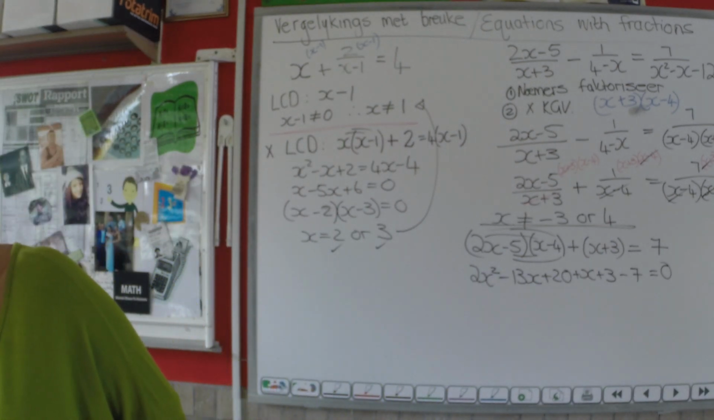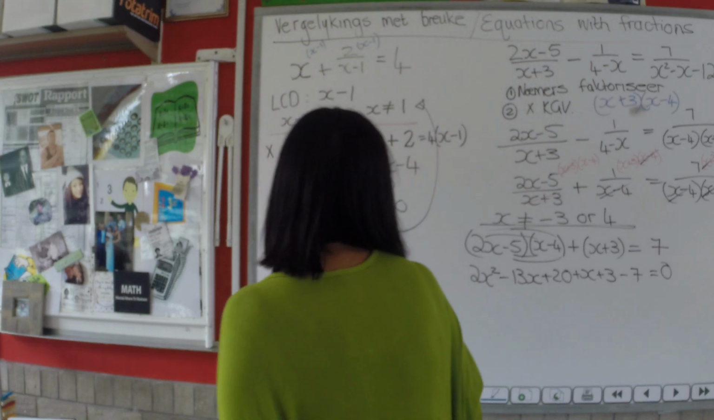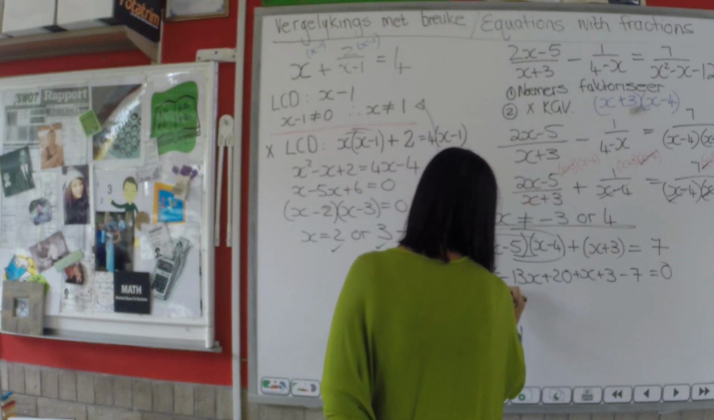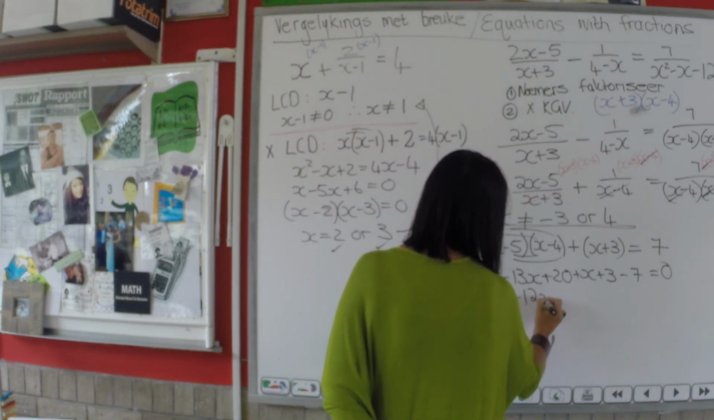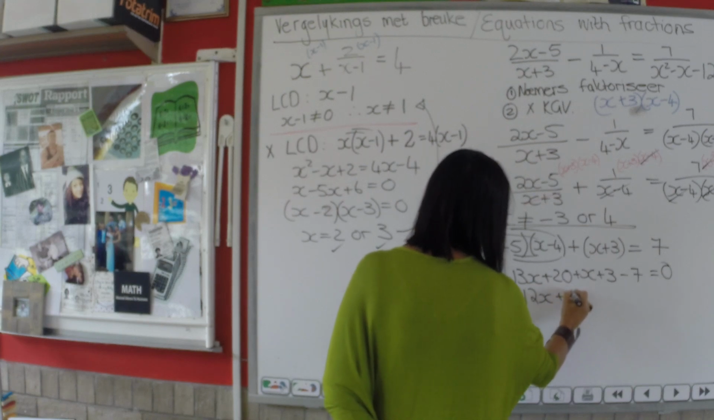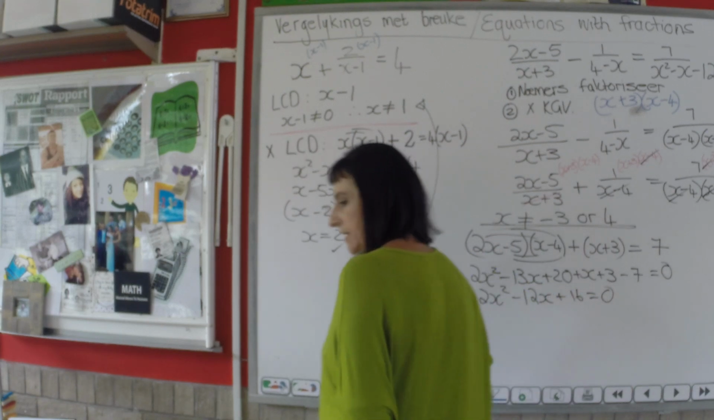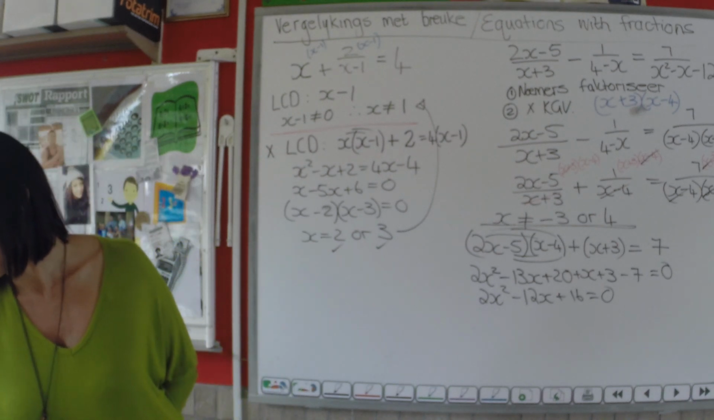2x squared minus 12x plus 16 equals 0. So now I can simply factorize that.